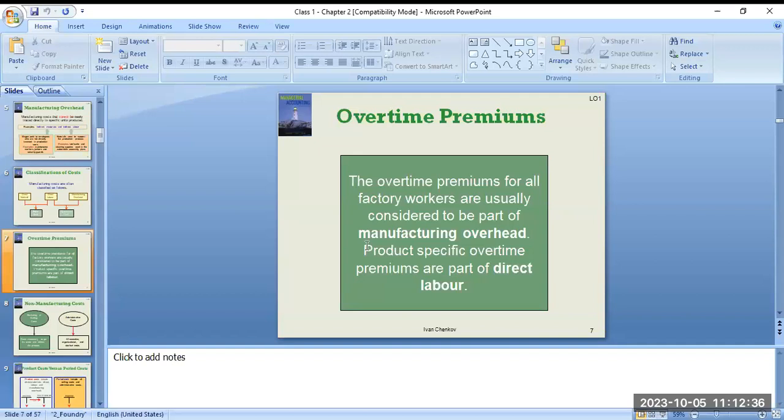So again, overtime premium for all factory employees is usually considered to be part of manufacturing overhead.